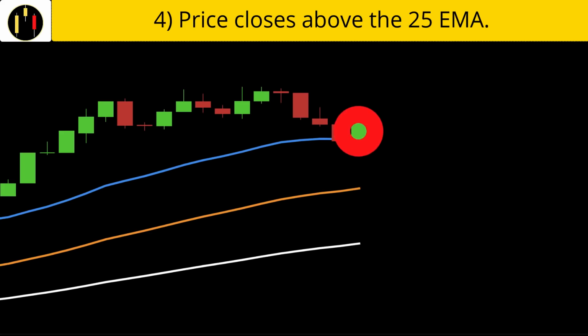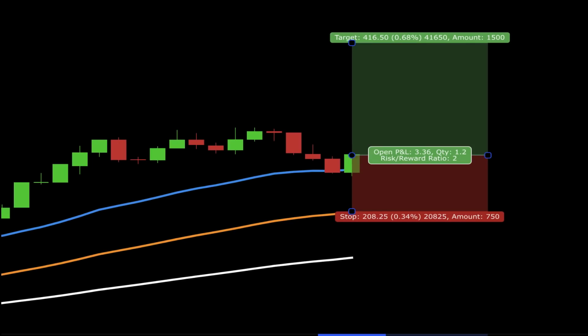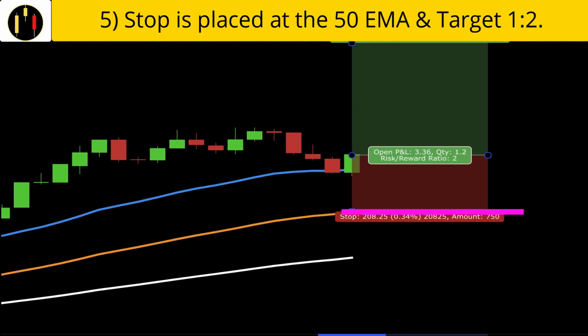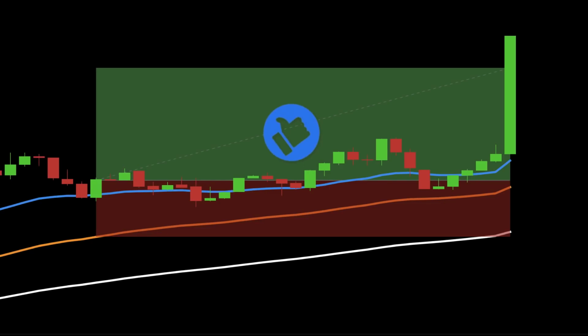All of that happens on this candle here. That is our trigger candle. We place our stop at the 50 exponential moving average line in orange, and our risk to reward is 1 to 2. And this one hits the target.